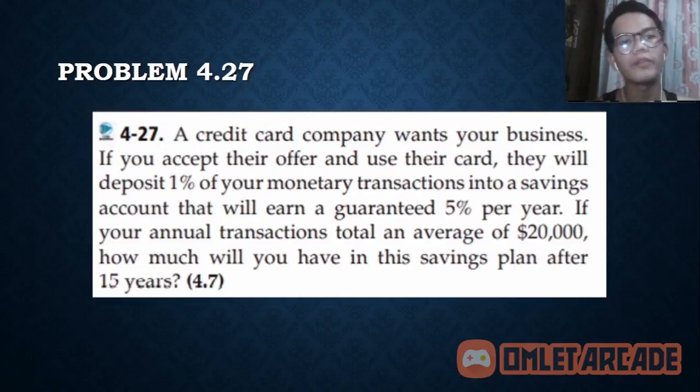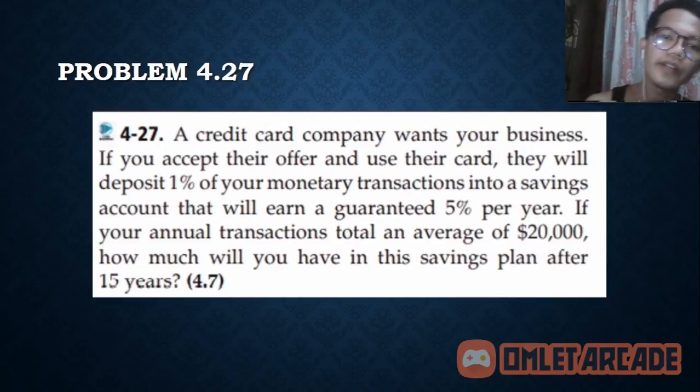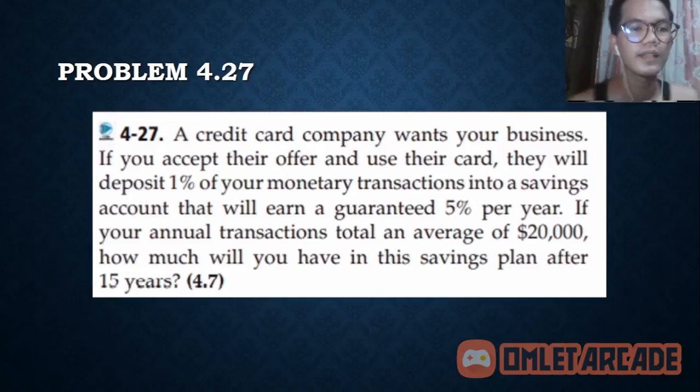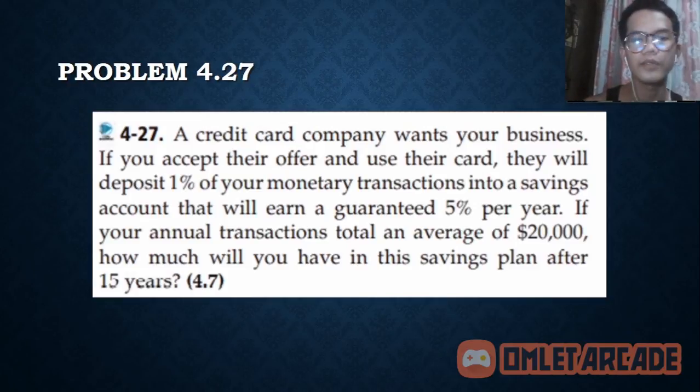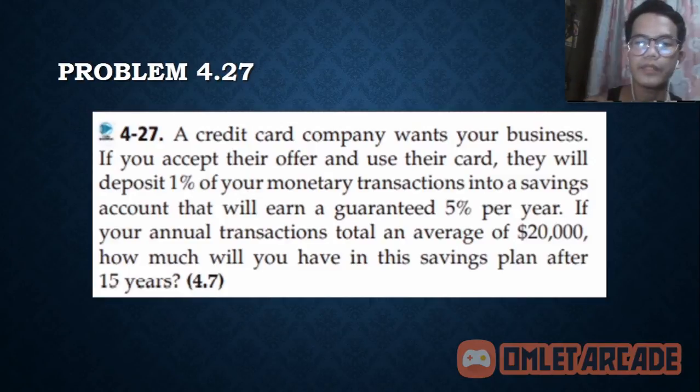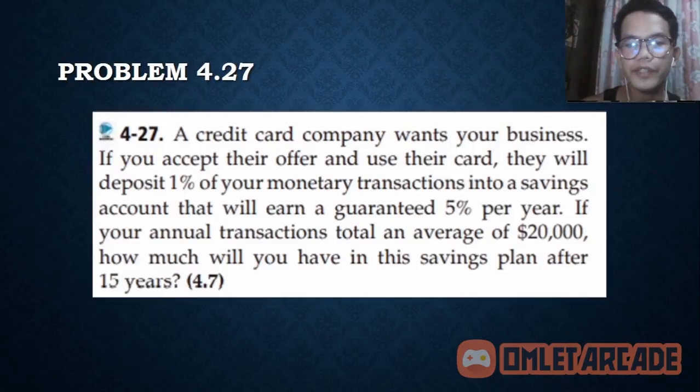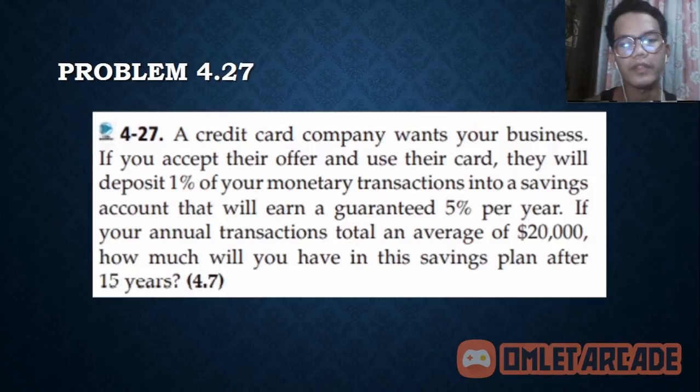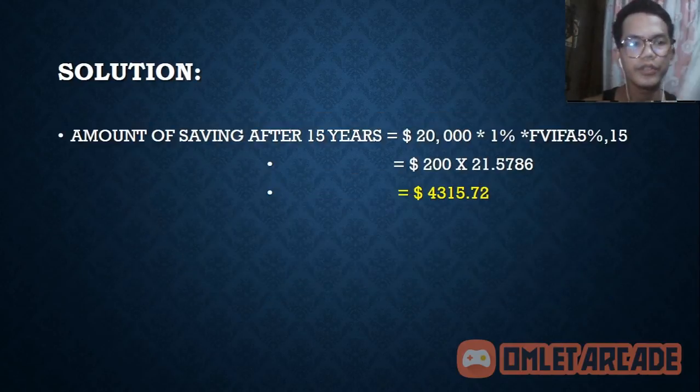Problem 4.27 states: a credit card company wants your business, and if you accept their offer and use their card, you will deposit 1% of your monetary transactions into a savings account that will earn a guaranteed 5% per year. If your annual transactions total an average of $20,000, how much will you have in the savings plan after 15 years? So this is our solution.